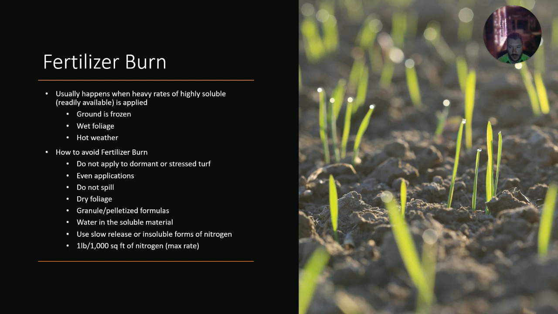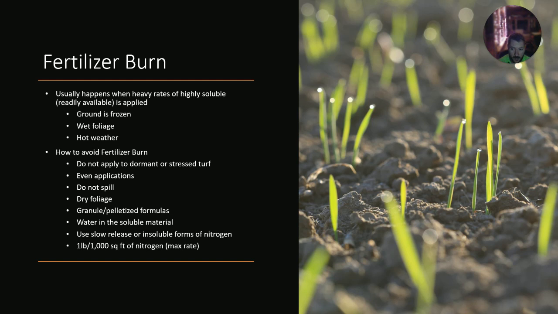How do we avoid fertilizer burn? We don't want to apply fertilizer when the turf is dormant or stressed. We also want to do even applications. We don't want excessive fertilizers applied in certain areas. You don't want to spill your fertilizer on the turf because that could cause some issues. You want to apply it to dry foliage so that way the little granules don't stick to the water and then burn that blade. You want to apply granule or pelletized formulas, not necessarily a spray formula.